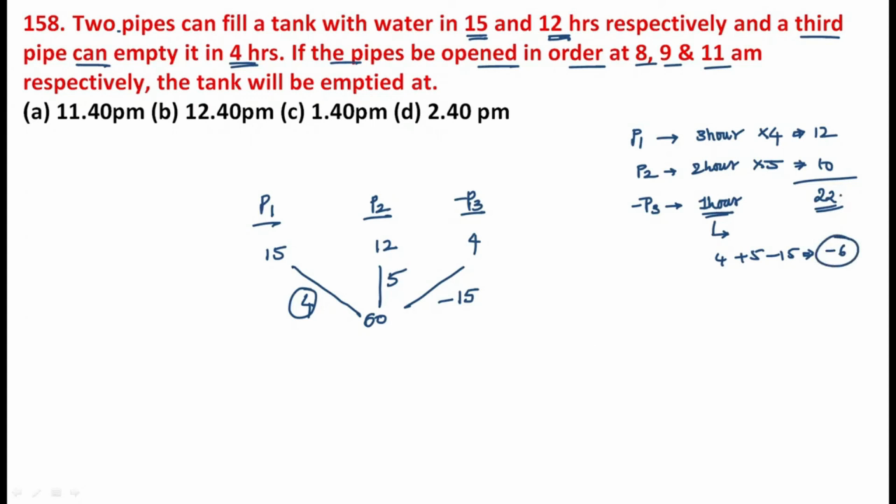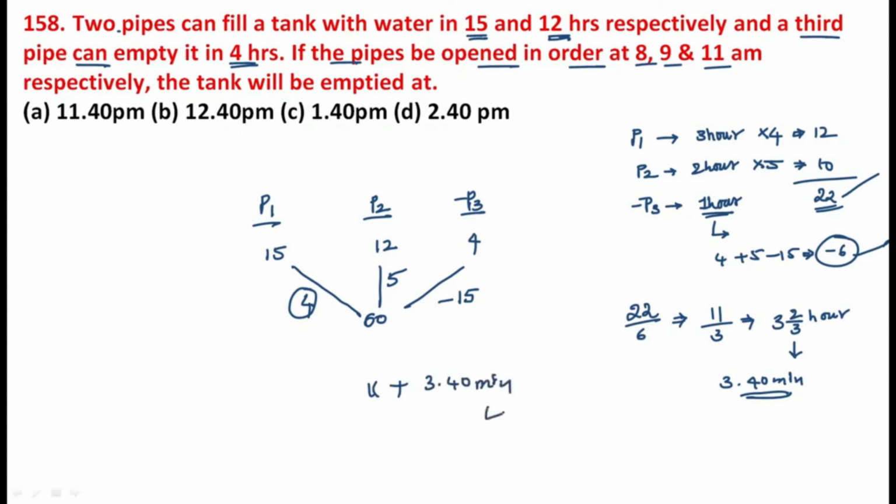So they want to empty 22 units. It empties 6 units per hour. How much time does it take? 22 by 6, which means 11 by 3. 11 by 3 means it takes exactly 3 2/3 hours. So 3 hours, and 2/3 of an hour is equal to 40 minutes. The full tank can be emptied exactly at 11 a.m. plus 3 hours 40 minutes.